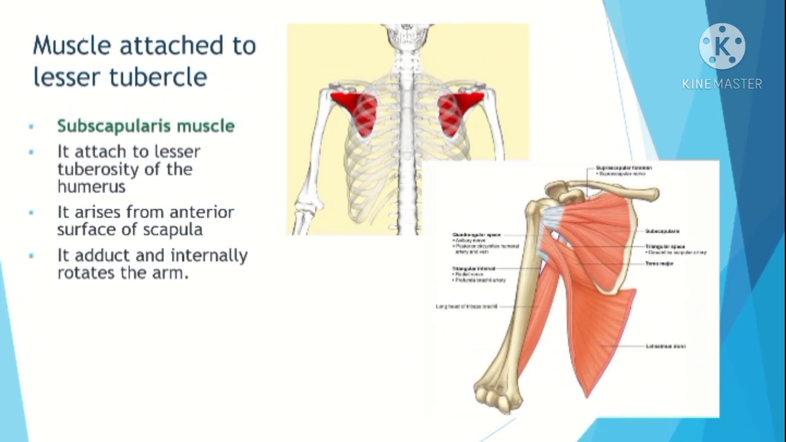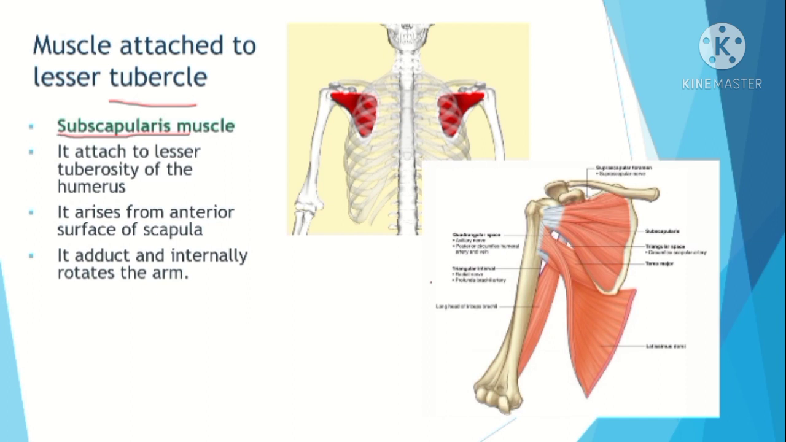Let's move to the muscles of the lesser tuberosity or the tubercle. Tubercle is the same as tuberosity. I repeat, tuberosity is similar to tubercle. So there is only one muscle attachment, that is the subscapularis muscle. Subscapularis sits within the scapula. The scapula, which we learned from behind, has a spinous process.